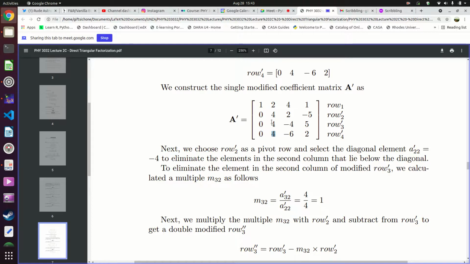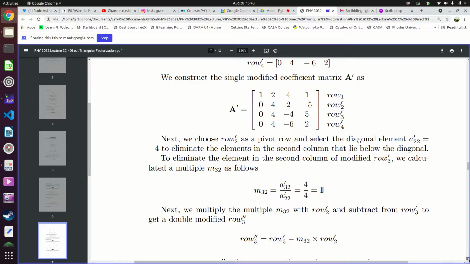So in this particular case, we want to find this one here, and that one. This one is going to be M32. Then this is going to be M42. So our multiplier M32 is going to be equal to this guy divided by that, which is A32 modified once divided by A22 prime, which is going to be 4 divided by 4, and our multiplier in this case is going to be 1.